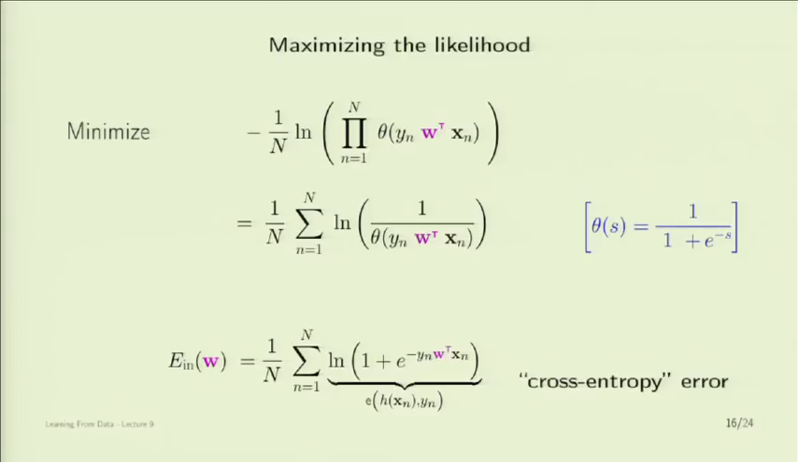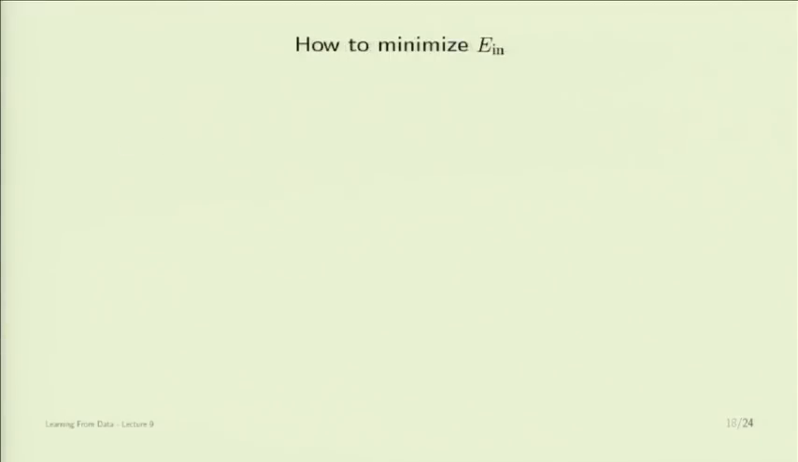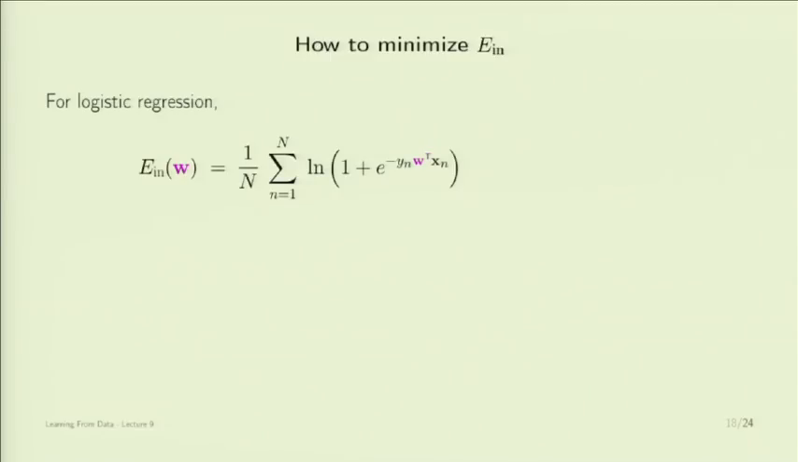Okay, so now we have defined the model, and we have defined the error measure. The remaining order is to do the learning algorithm. I know the error measure, I just want to minimize it. How can I do that? It's an easy question. If you look at logistic regression, we have just developed the error measure for it. So now I have this function and I want to minimize it with respect to W. Let's look at a previously tackled case in order to see how we went about that.